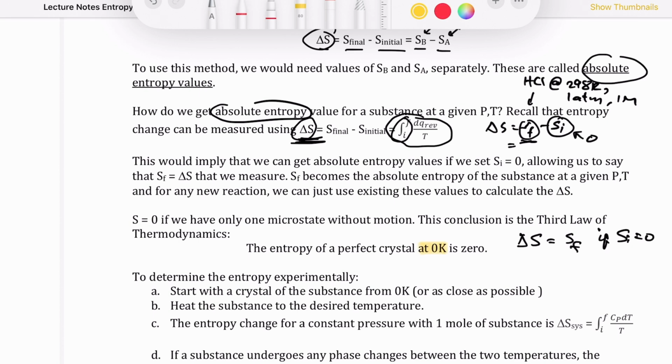And this is, in fact, what we actually call the third law of thermodynamics, which is that the entropy of a perfect crystal at 0 Kelvin is going to be 0. And this is what we can then use to help us determine entropy at some other condition.